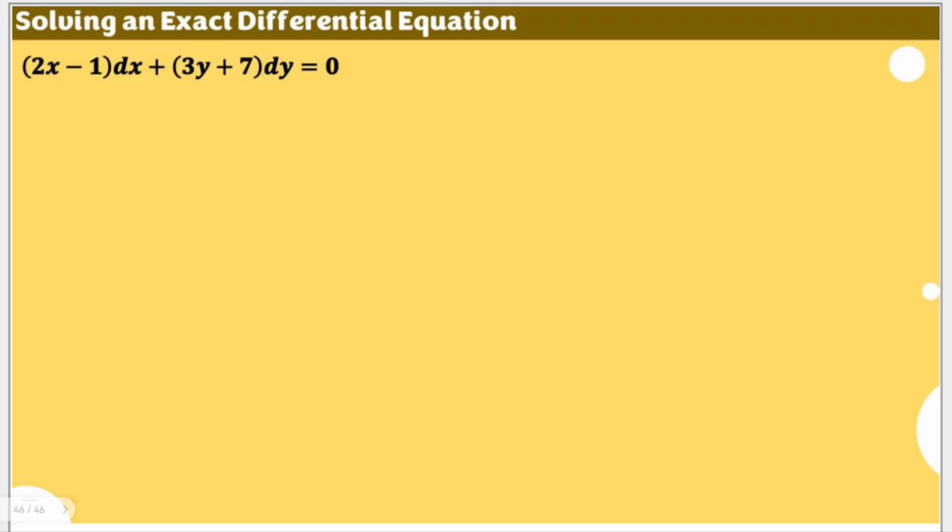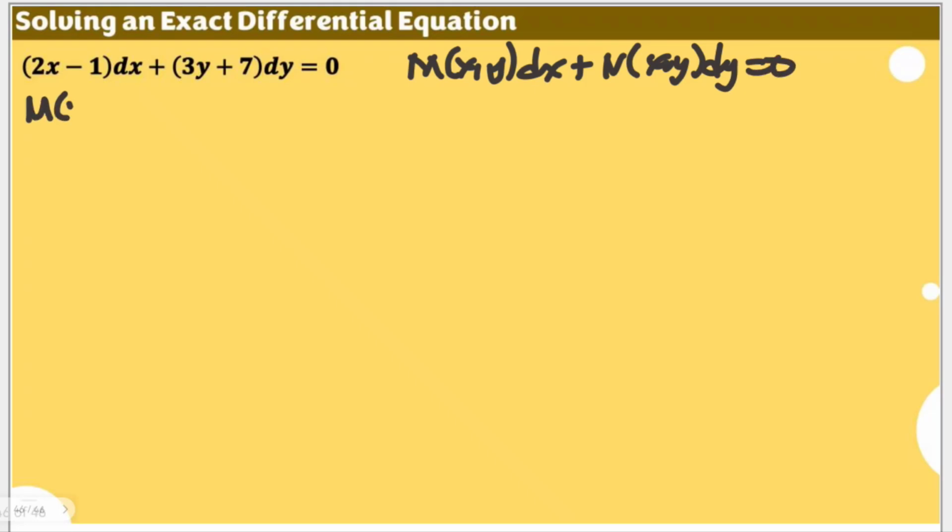In our previous video, we were able to establish that this given equation is an exact differential equation. Now, our goal is to solve this equation. Of course, a short review, because you also need this right now. This could be expressed in the form M(x,y) dx + N(x,y) dy = 0. Hence, our M(x,y) is the function paired with dx. That's 2x minus 1. We can see it here.